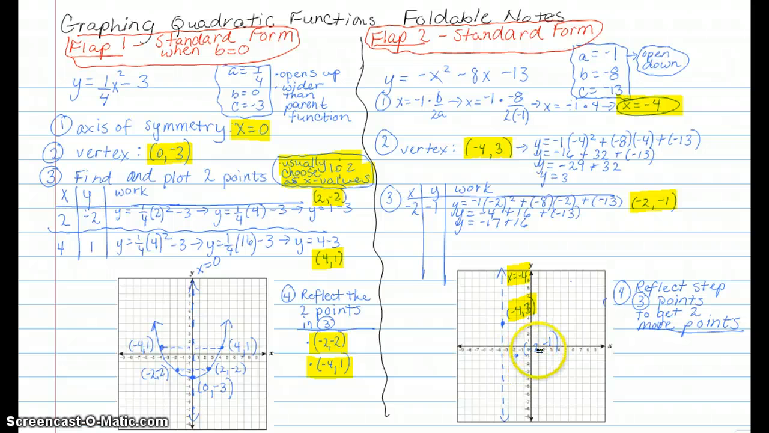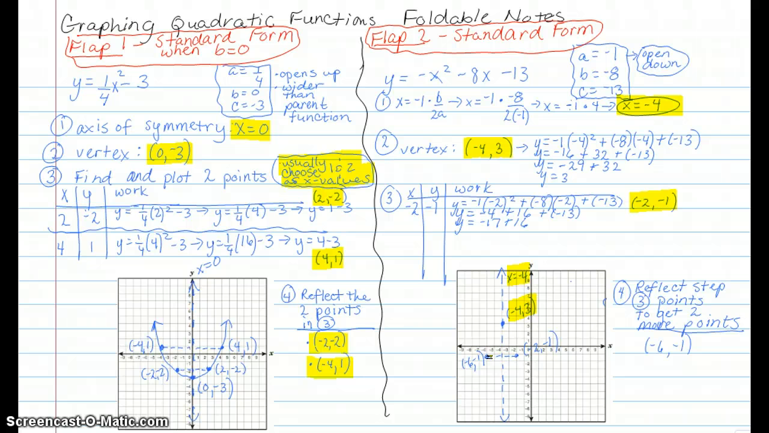So negative 2, negative 1 is 2 from the axis of symmetry. We go 2 the other way. That's going to get us negative 4, negative 1. So the ordered pair is going to be negative 4, negative 1. Oh, wait. Excuse me. I can't read. That's negative 6, negative 1. There's negative 4. Excuse me, negative 6, negative 1. So you can see there's negative 4, negative 6, negative 1. Let's label that negative 6, negative 1.